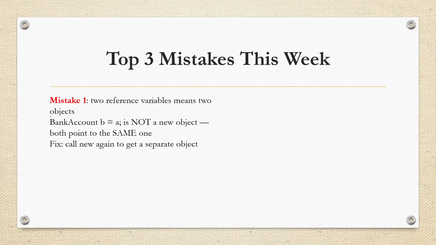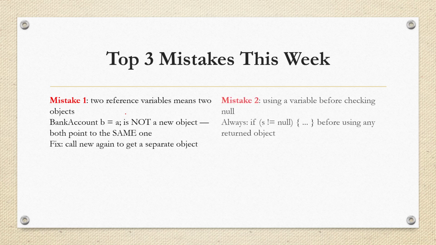So when you have bank account B equals A, this is not a new object. It's actually pointing to the same thing. So if you want to create 2 reference variables, all you have to do is call new to create a separate object. Here's the second thing. Forgetting to check if your reference variable is actually null. You want to remember that so that you do not run into null pointer exceptions.